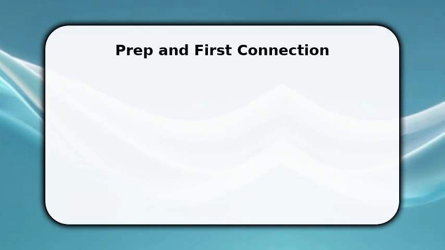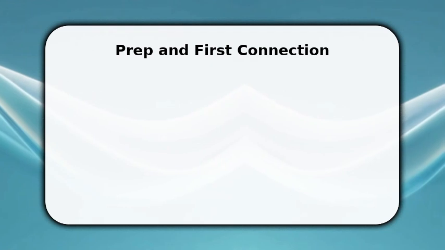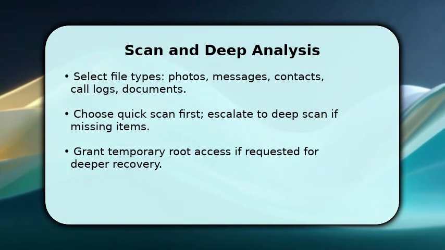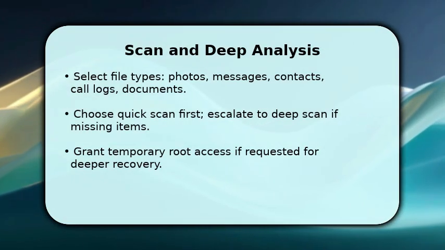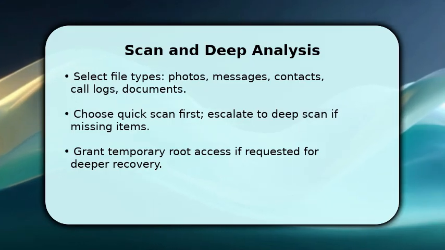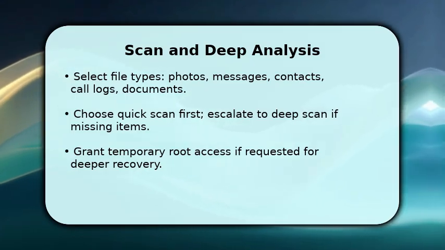Connect the phone with a quality cable. Accept the PC authorization prompt on the device, and prepare the recovery program to detect your phone. Now you pick what to recover and start scanning. Choose photos, messages, contacts, or other file types so the tool narrows the process.